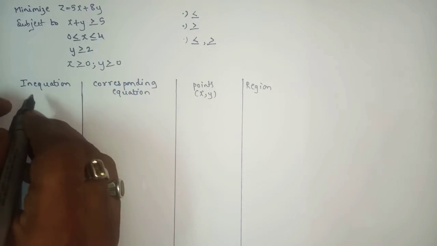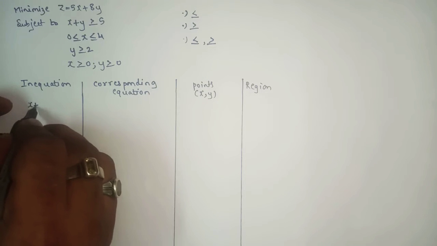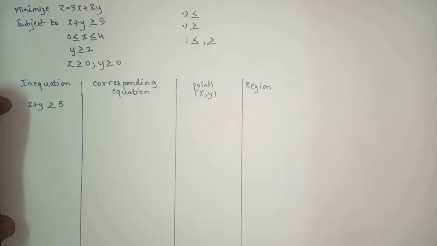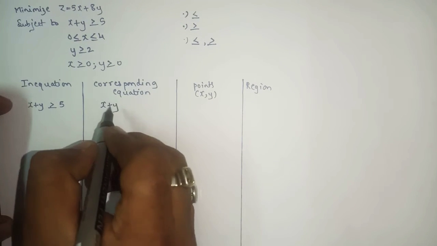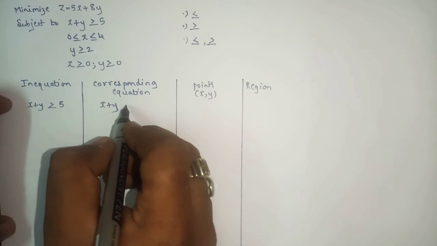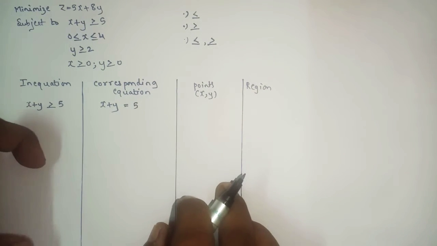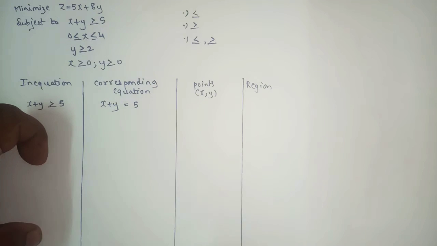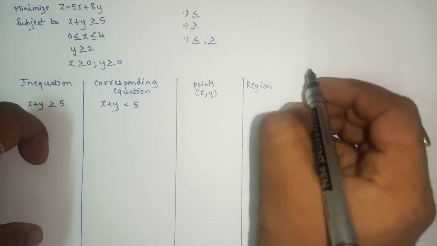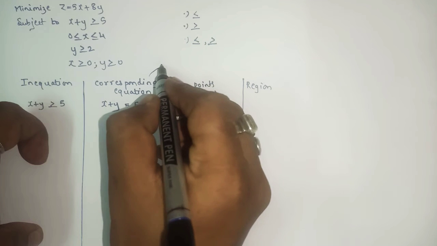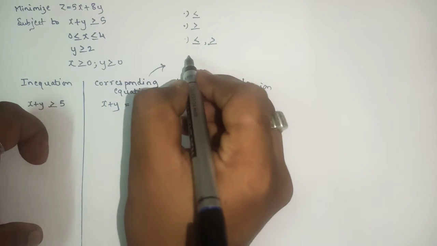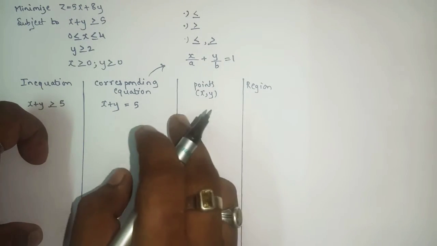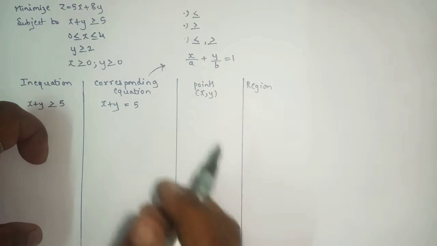So the first inequation is x plus y greater than equal to 5. Its corresponding equation will be what? Simply replace this greater than equal to by the equal to symbol. I hope you all know how to find the points. There are two ways to find the answer. First, convert this corresponding equation into double intercept form, that means x upon a plus y upon b equals 1. By using this method also you can find your points.